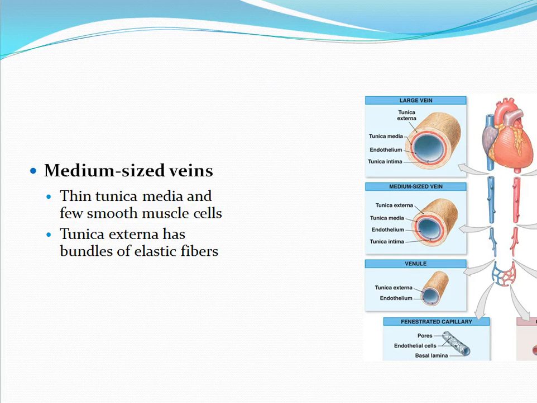Next are the medium-sized veins. They have a thin tunica media with very few smooth muscle cells associated with it. Their tunica externa will have bundles of elastic fibers. Medium-sized veins represent most of the veins in the body.